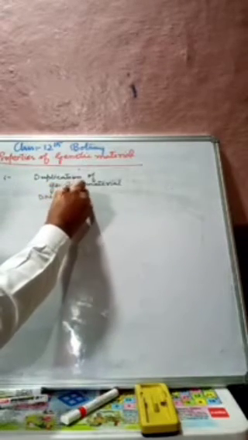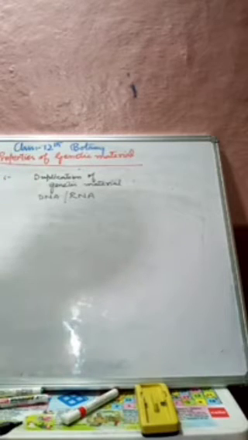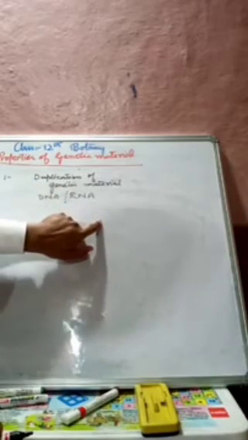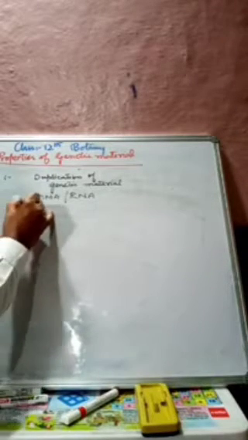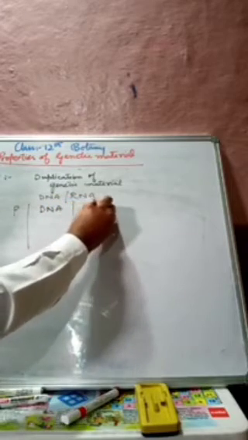And this duplication is shown by both DNA as well as RNA. Replication simply means the duplication of genetic material, and this process is shown by both DNA as well as RNA. If we take the three, that is the protein, the DNA, and the RNA.